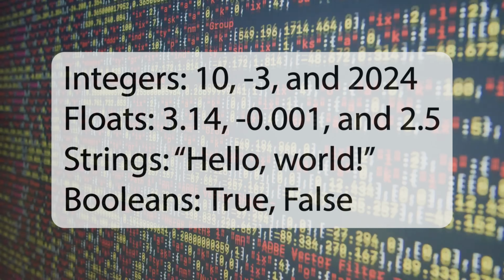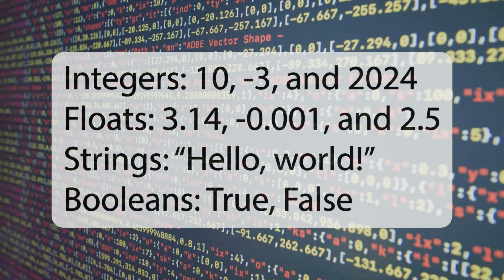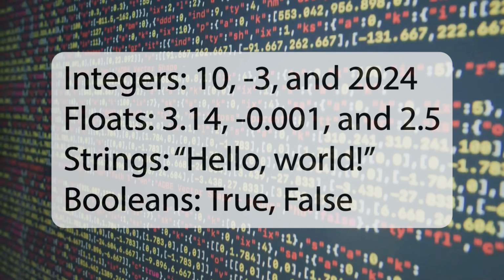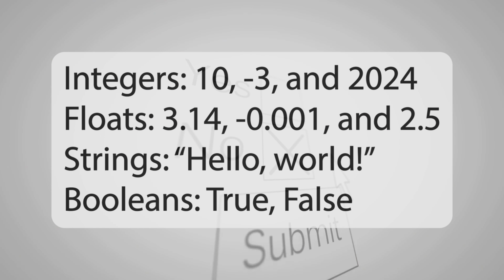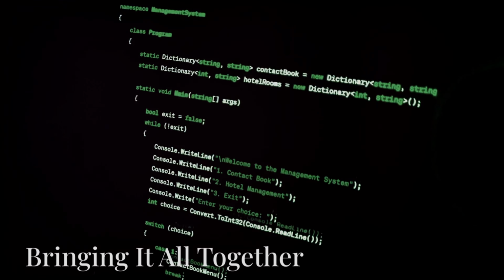Booleans. Booleans are a special data type that can only have one of two values, true or false. You might use a Boolean to answer a yes or no question, like whether a user is logged in or if an item is in stock.